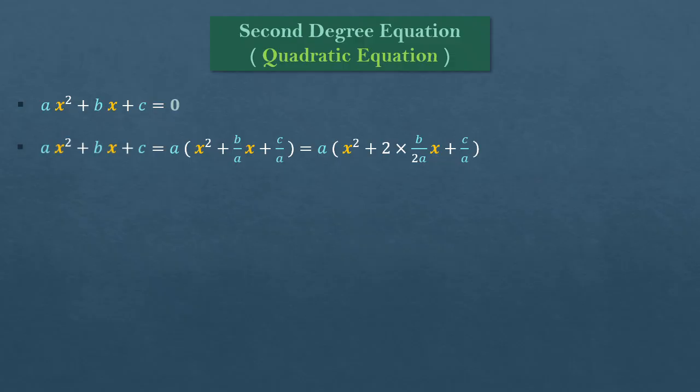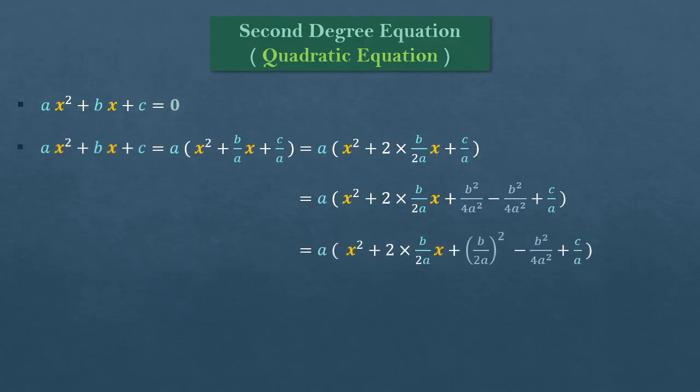And now by adding and subtracting the fraction b squared over 4 times a squared, we find that our expression equals a times (x squared plus 2 times b over 2 times a times x plus b squared over 4 times a squared) minus b squared over 4 times a squared plus c over a. And this is equal to a times (x squared plus 2 times b over 2 times a times x plus (b over 2 times a) all squared) minus b squared over 4 times a squared plus c over a.